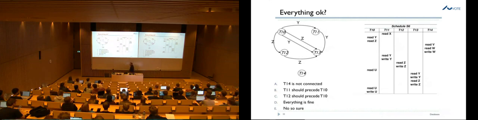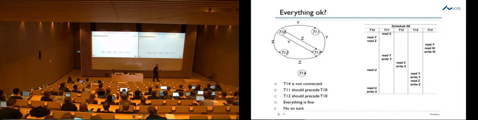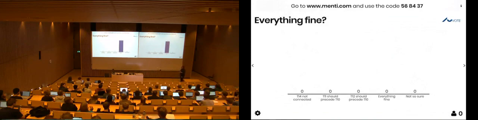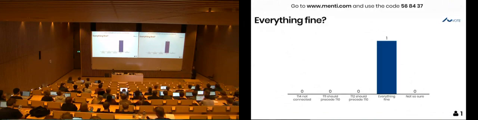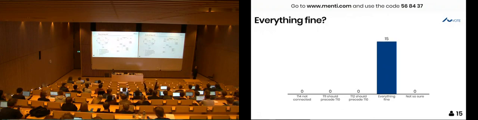And then the question is, is this a fine conflict graph, or does it have a problem? And you have some options. Maybe the problem is that 14 is just standing there by itself, or something goes wrong among 11 and 10, or 10 and 12. So you can vote on that one again. Okay, look at it again.